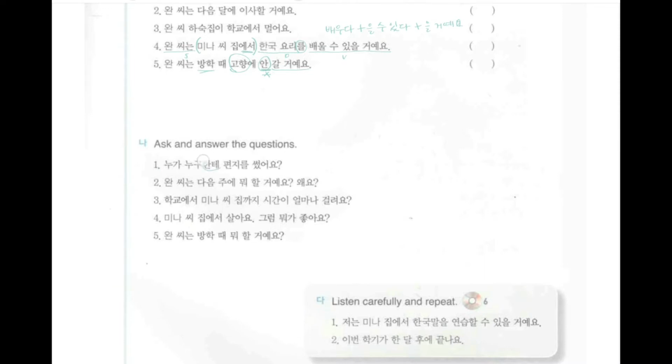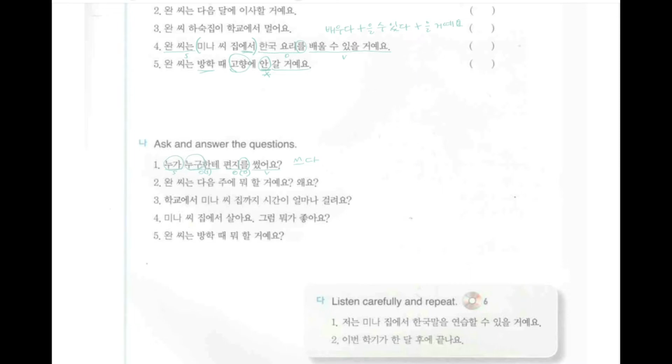누가 누구한테 편지를 썼어요? 자, where is the subject? 누가, this is the subject. What is the verb? 썼어요. This is a past tense. So what is the base form? 쓰다, which means to write. Who wrote? Who wrote what? 편지를. Ah, object marker. So what is 편지? 편지 means letter. 누구한테 will be an object, but this is an indirect object. 편지 is the direct object. In English, who wrote a letter to whom? Done? 그래서 we need to find out who wrote to whom a letter.